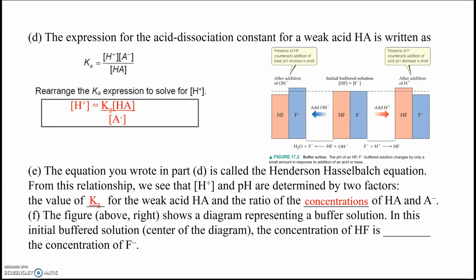Now, the figure in the above right of this slide shows a diagram which represents the buffer solution. All right, in this initial buffered solution, which is the center of the diagram, the blue F minus and the tan colored HF, the concentration of HF is equal to the concentration of F minus. And it says that right above the horizontal tiled area of this, all right?